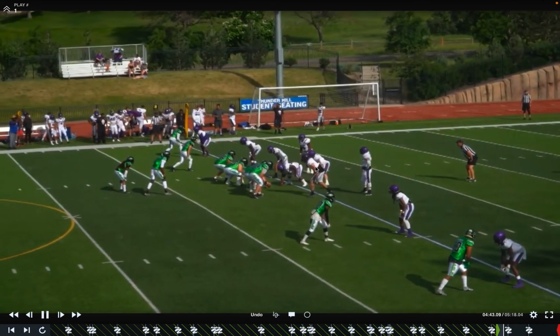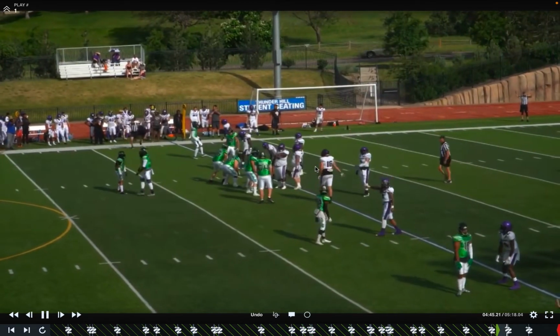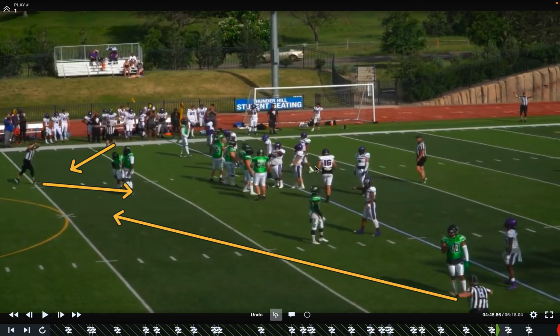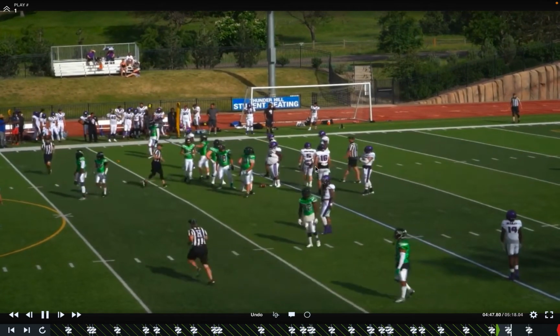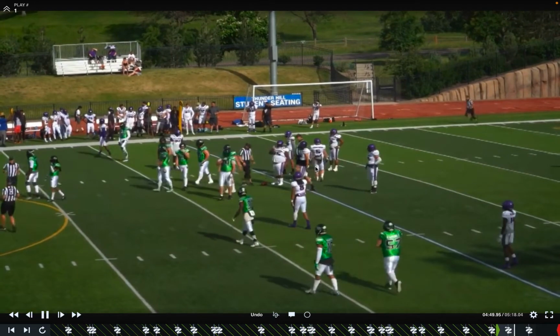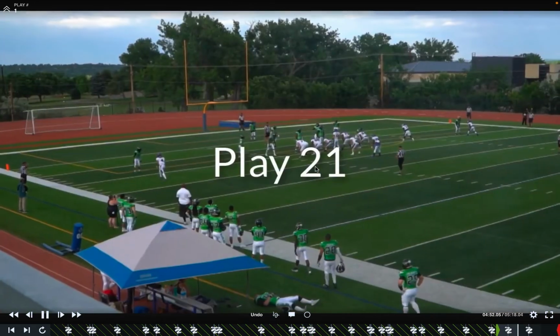This is another good job by both line of scrimmage officials, as well as the center judge. They all come in crashing. These are the things we want on false starts. These are what prevent any dead ball issues from happening. So once again, good job, crew.